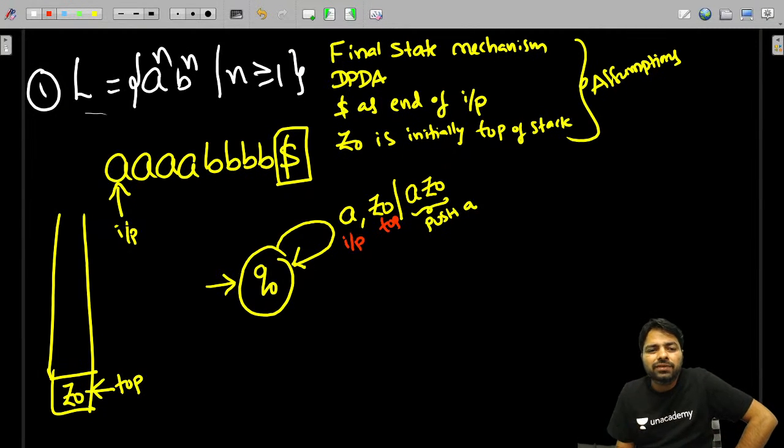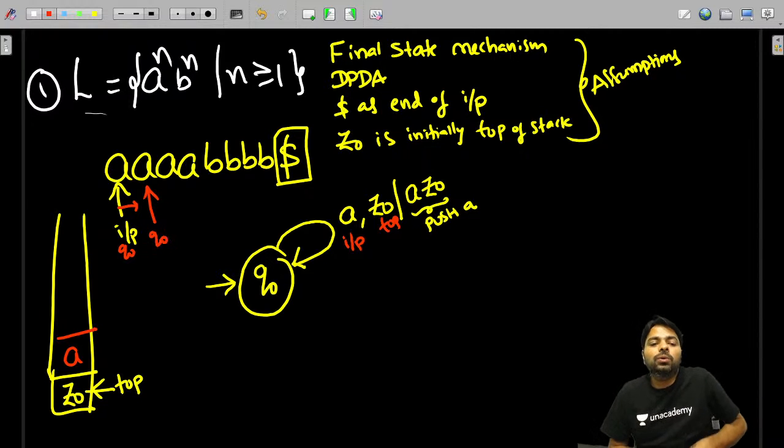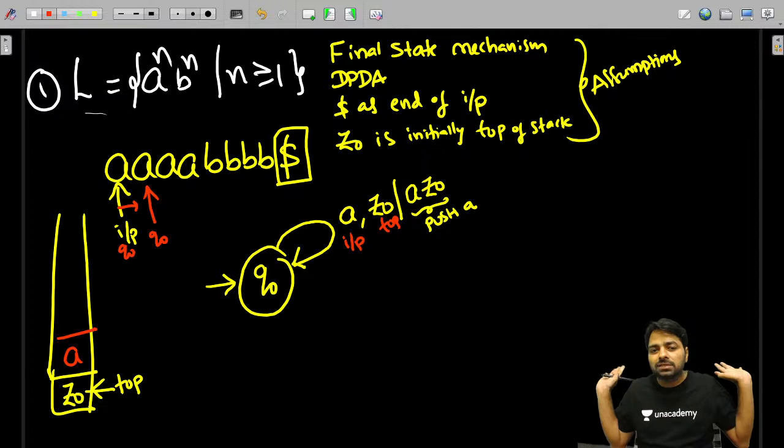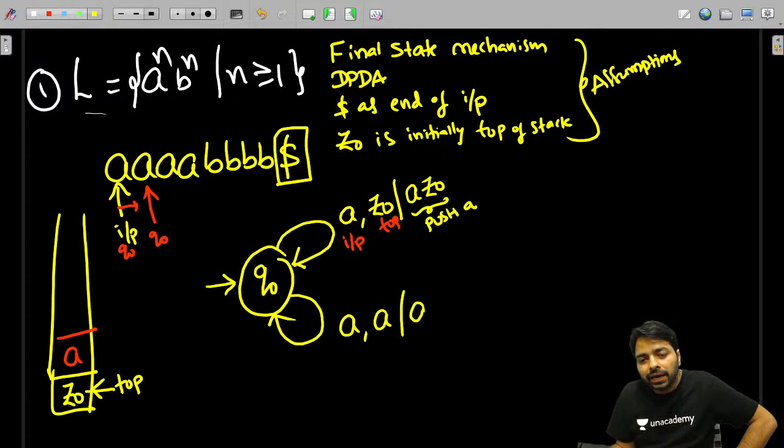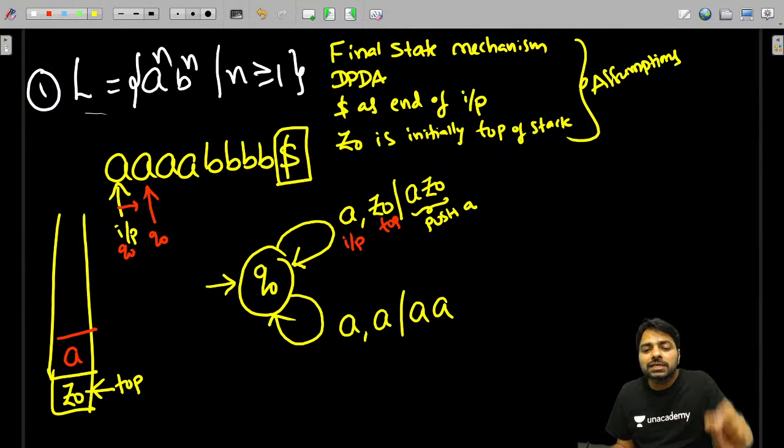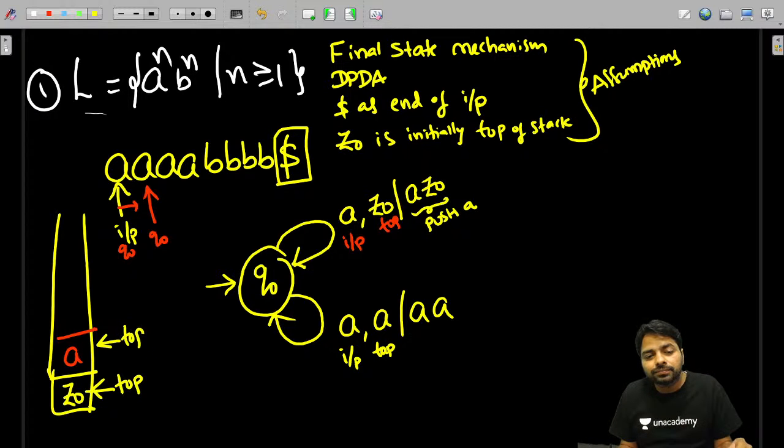But guys, when you do that, the pointer will go to the next one. Now at Q0, with A comma A, there is no transition. If you leave it like this, the string will not be accepted, guys. For that also you have to take a transition. A comma A double A. Input is A and the top of the stack is A. Now the top is this.